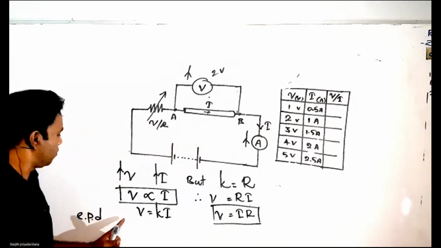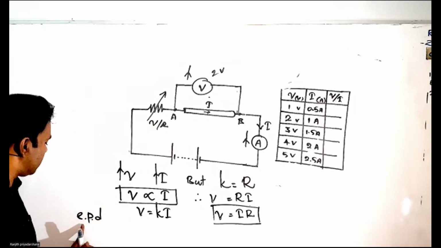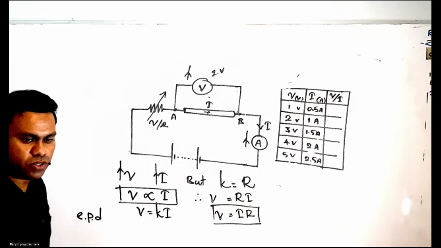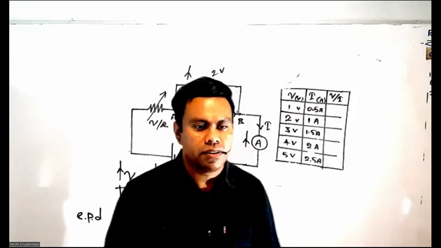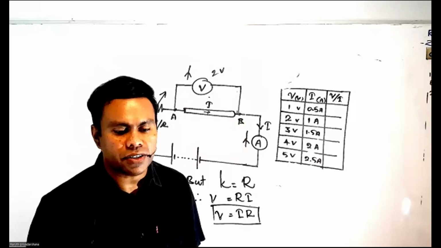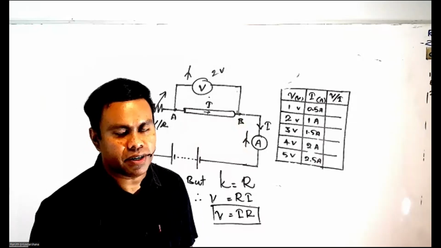Instead of V, you can cue that electric potential difference, EPD. Right. Electric current is directly proportional to electric potential difference.